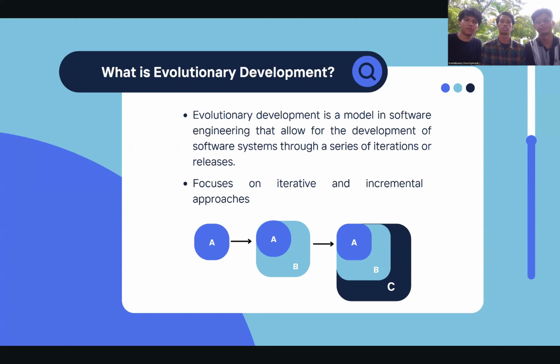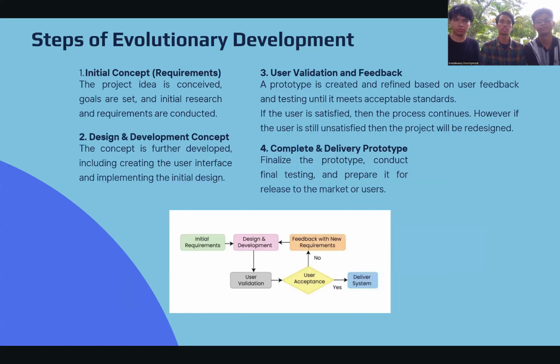So, what is evolutionary development? Evolutionary development is a model in software engineering that allows for the development of software systems through a series of iterations or releases. It focuses on iterative and incremental approaches. There are 4 steps in evolutionary development.